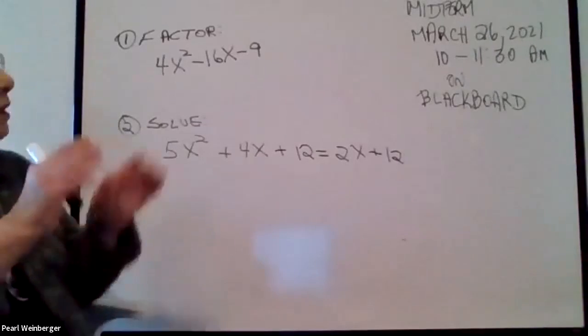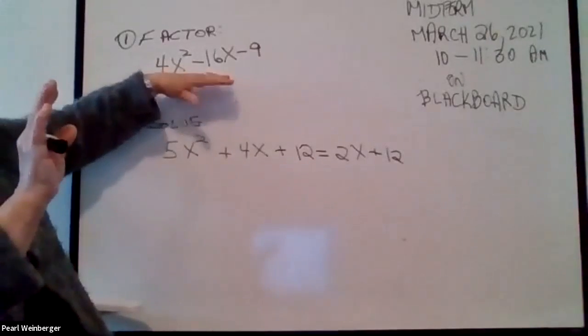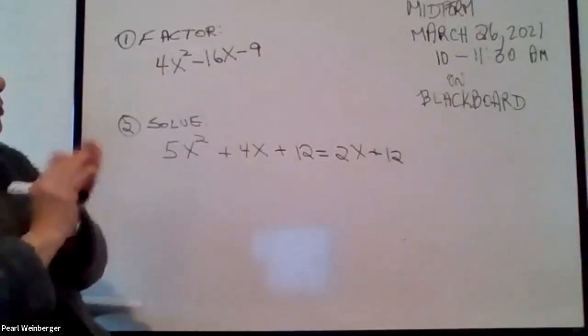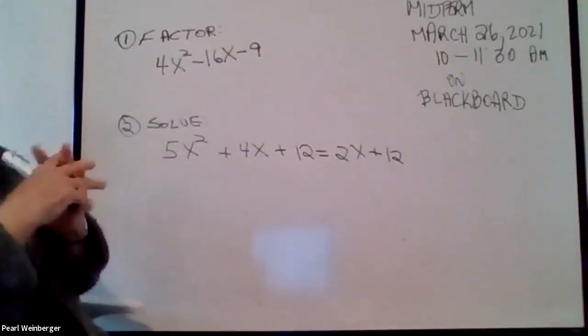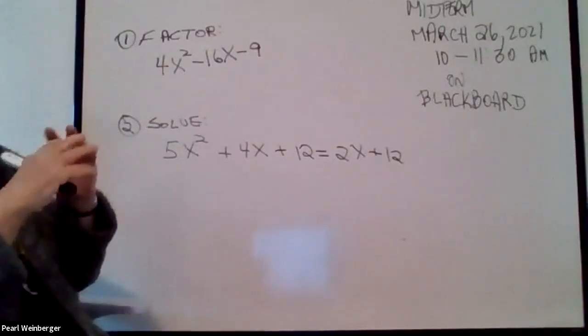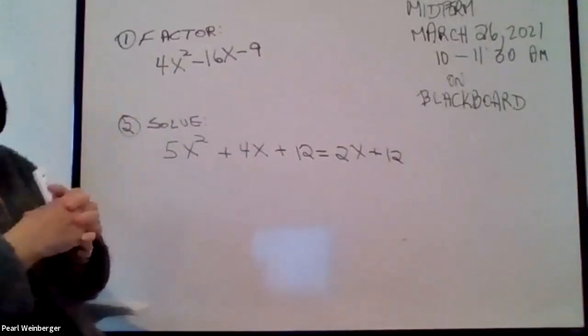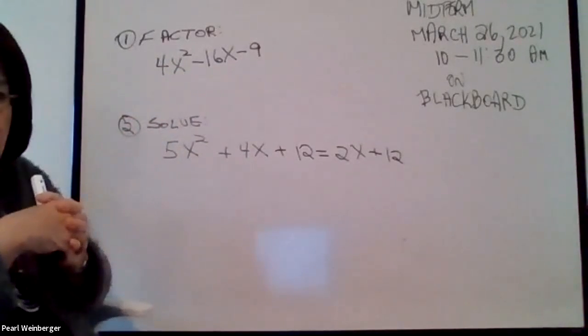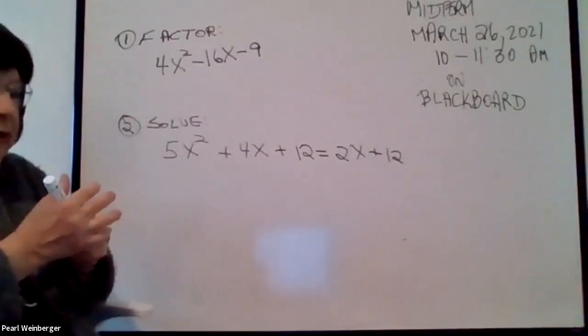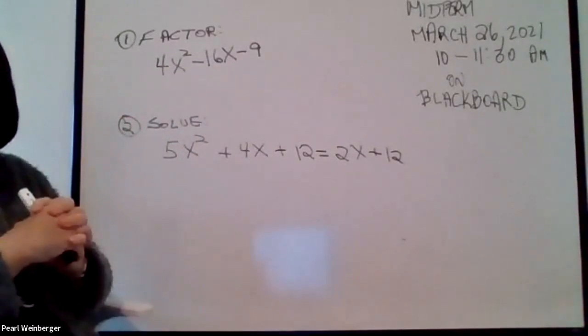Okay, I think we can get started. Let's look at number one. It's a factoring. All they're asking me is to factor. Does anybody want to tell me what they think I should do first? Any hints as to how I should handle this?